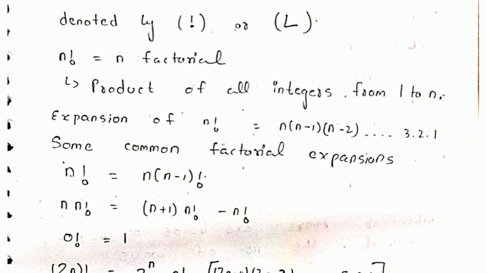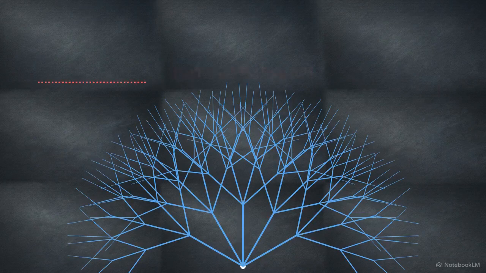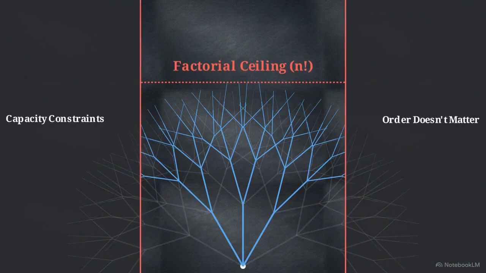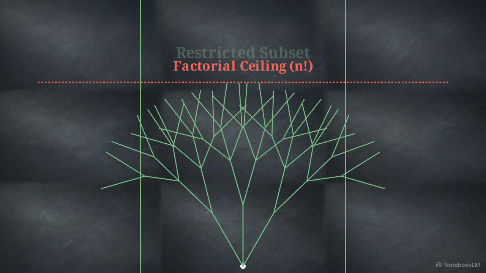The formal expansion reflects this physical reduction. N factorial equals n times every subsequent smaller integer down to 1. This logic explains why 0 factorial equals 1. There is exactly one way to arrange 0 items, the existence of the empty set itself. The factorial represents the absolute maximum, unconstrained structural ceiling of a state space. Advanced formulas simply apply constraints to cut this number down.